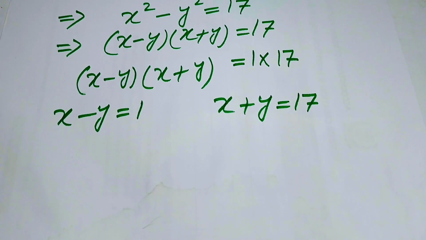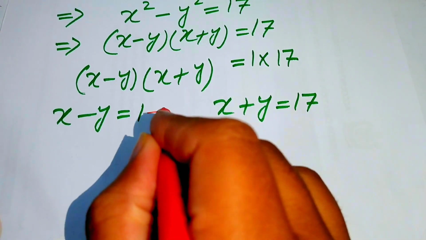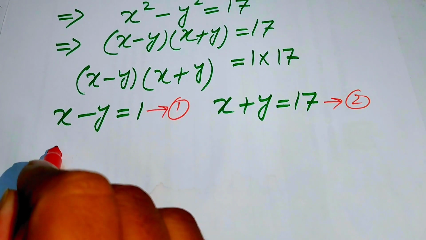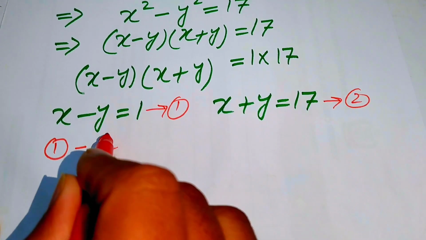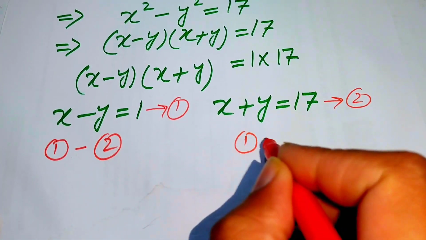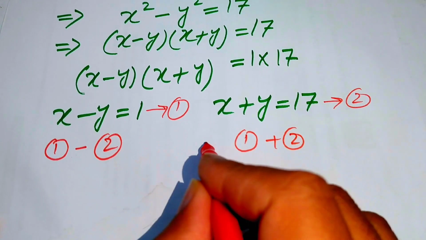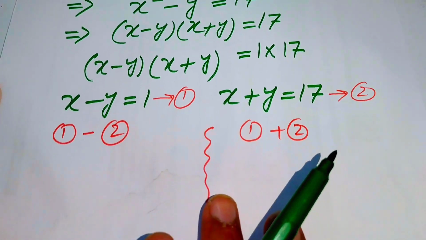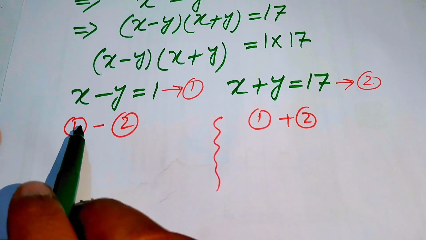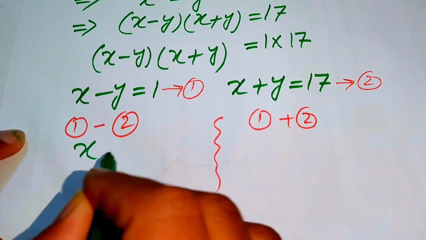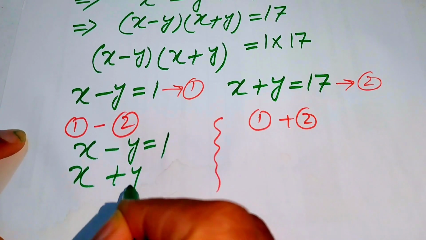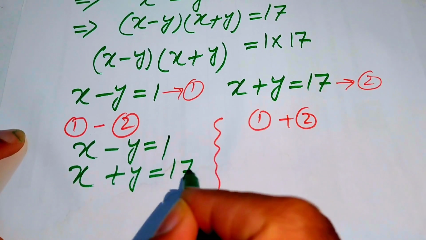We name these two equations: this is equation number 1, and this is equation number 2. So here first we subtract equation number 1 and 2, and then we add equation number 1 and equation number 2 in order to find the values of x and y. Our equation number 1 is x minus y equals 1, and equation number 2 is x plus y equals 17.